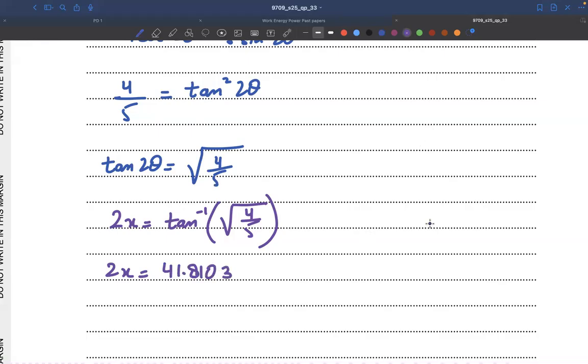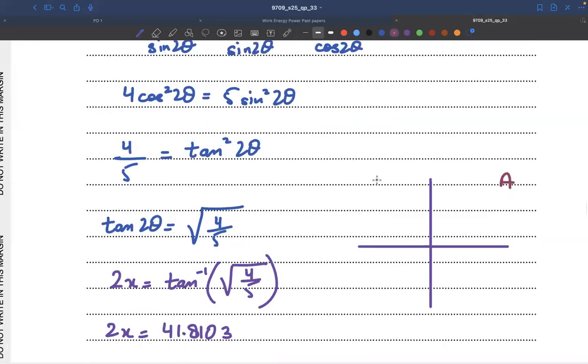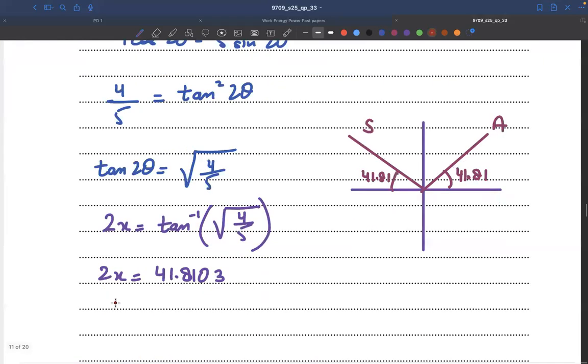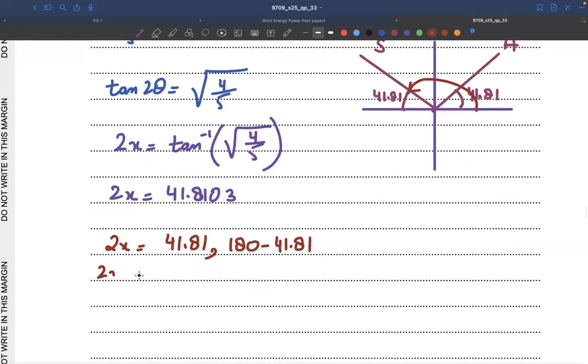And we'll make the quadrants over here. Now, as we have a square root, we can take it in the positive and the negative quadrants of tan. So this is the positive quadrant, this is the negative quadrant. One of the angles is 41.81. We'll get the other angle, we'll make this 41.81 over here as well. So in the first step, we can write 2x will be equal to 41.81, and this will be 180 minus 41.81. So 2x would be equal to 180 minus 41.81, that's equal to 138.19.